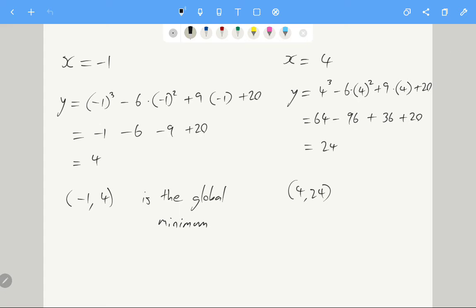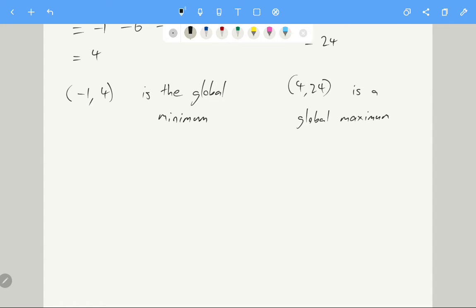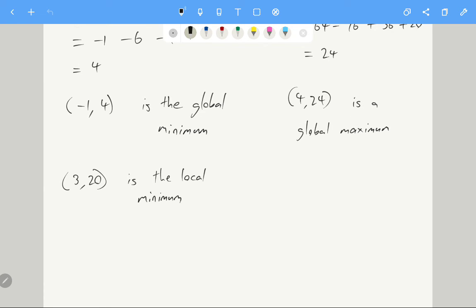So let's put all of these points together. So (minus 1, 4) is the global minimum, and we also have that (3, 20) is the local minimum. (4, 24) is the global maximum. However, (1, 24), they have the same y coordinate, is a local maximum, or it's a local and global maximum. Alrighty, so there we go. That is our final picture.